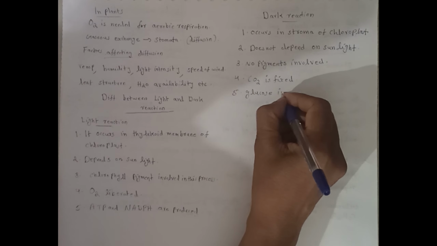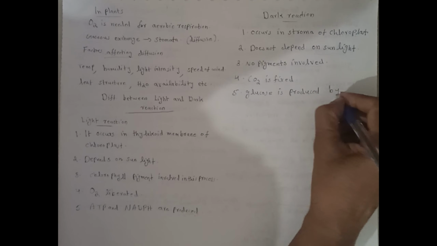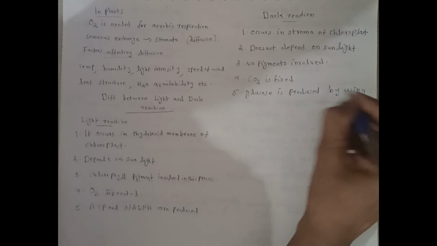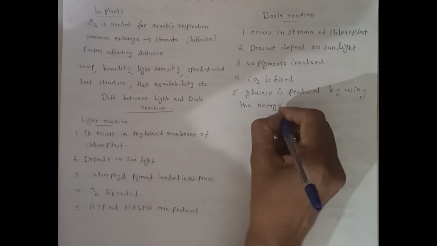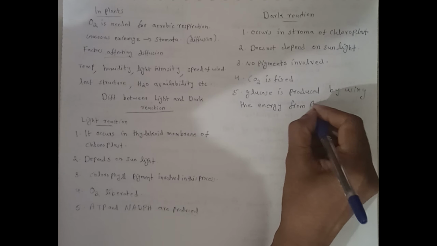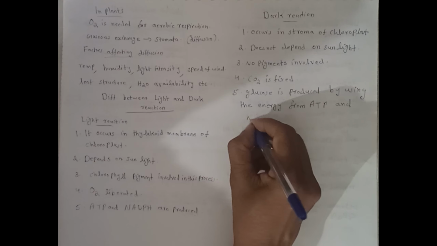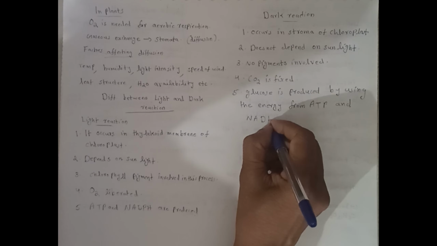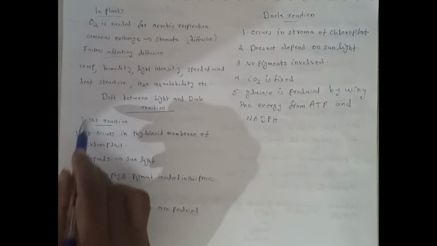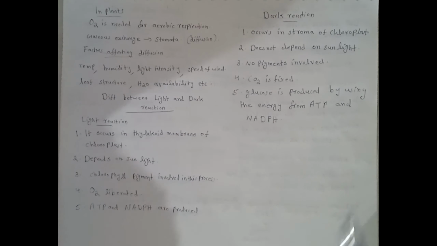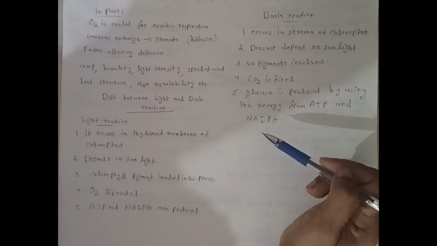Glucose is produced by using the energy from ATP and NADPH. That is, the ATP and NADPH are the end products of the light reaction. First the light reaction occurs, and then the dark reaction occurs. There are two steps in plant respiration.